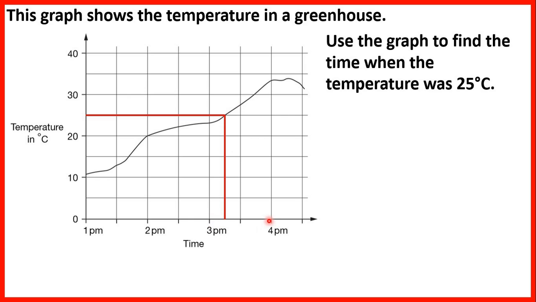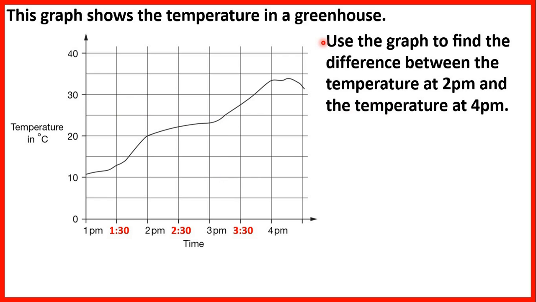We can see that we have our hours marked. So these lines between the hours will be half hours. So half an hour is 30 minutes. So that means this point here is between 3 o'clock and 3:30. So I would estimate 3:15.